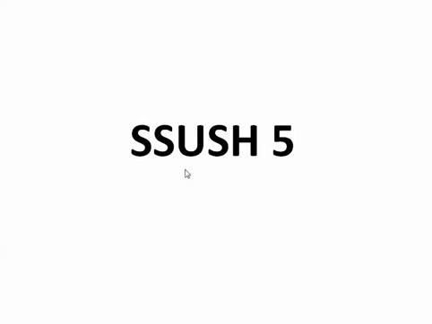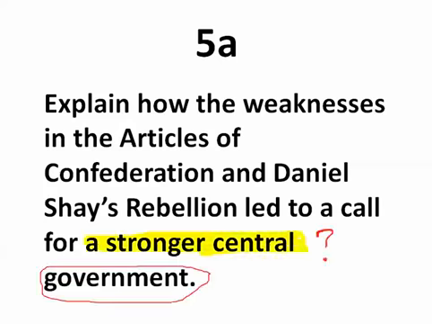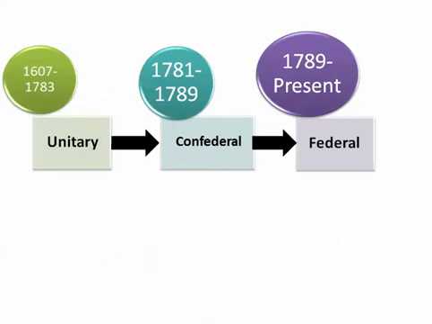Alright, let's look at Standard 5 real quick, Unit 2. 5A says, explain how the weaknesses in the Articles of Confederation and Daniel Shays' rebellion led to a call for a stronger central government. Let's look at this bottom part down here. Led to a call for a stronger central government. What do we mean by stronger central in a government form? Let's look at these three different types of government and see which one was the strongest central government.